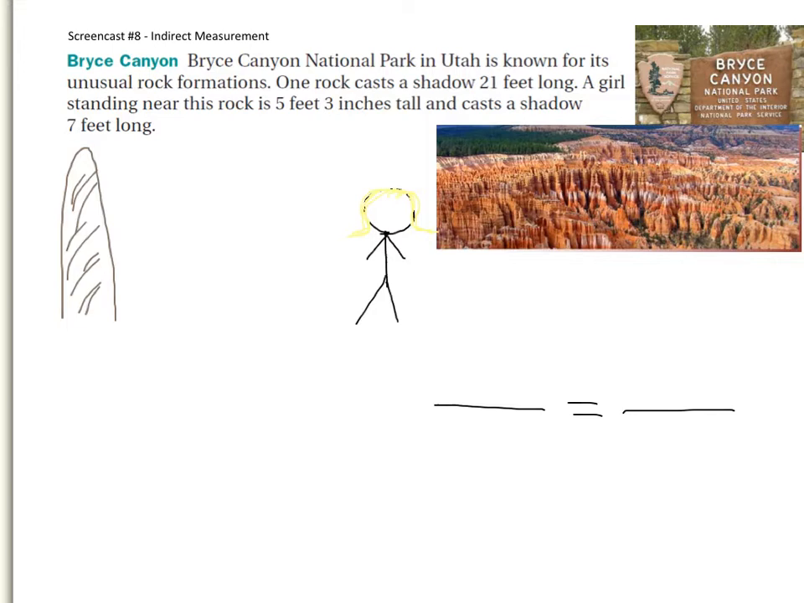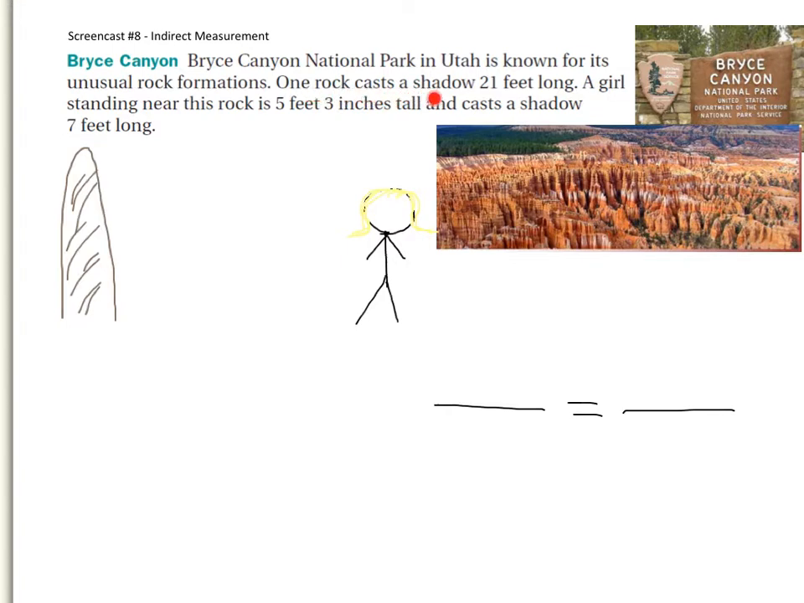Here we go. This one is about a place in Utah called Bryce Canyon National Park. It's known for its unusual rock formations, and here's a picture right here of its very unique and unusual rock formations. As you can see, unusual is definitely the adjective that would describe it.